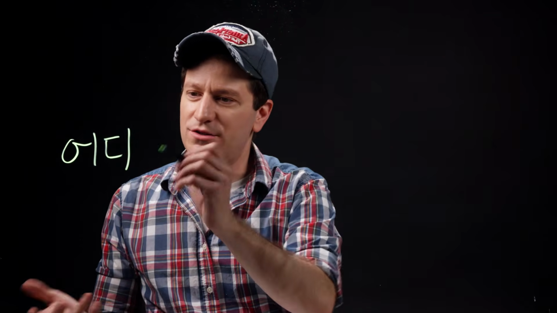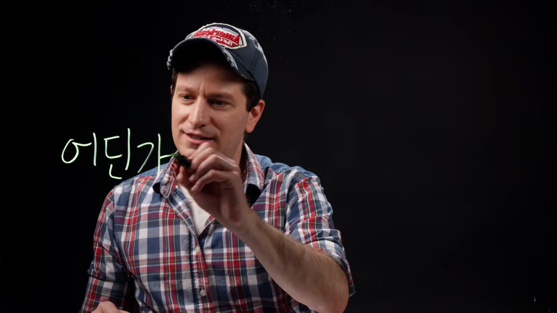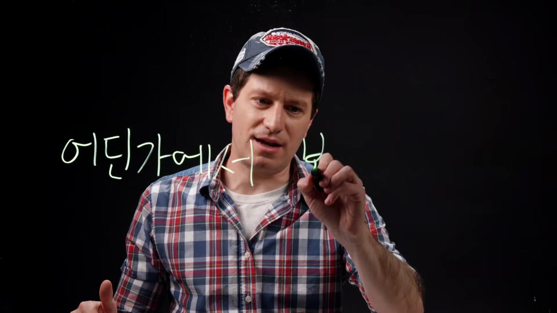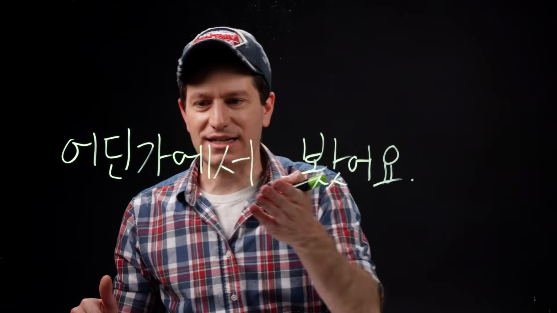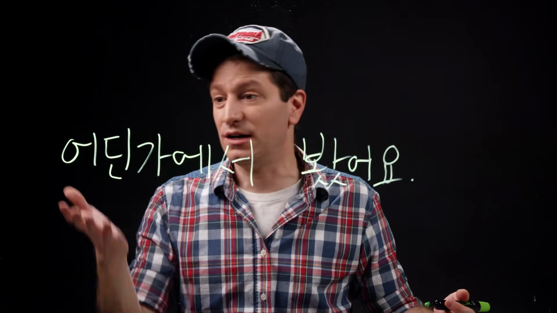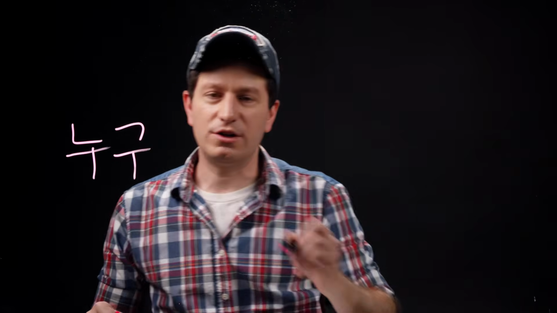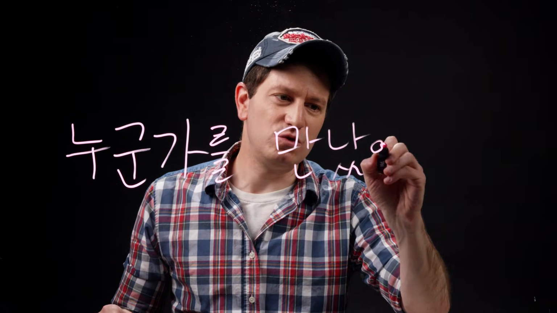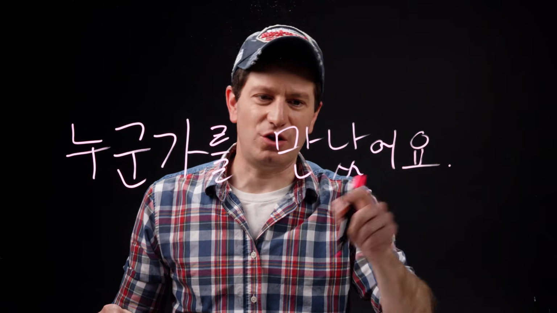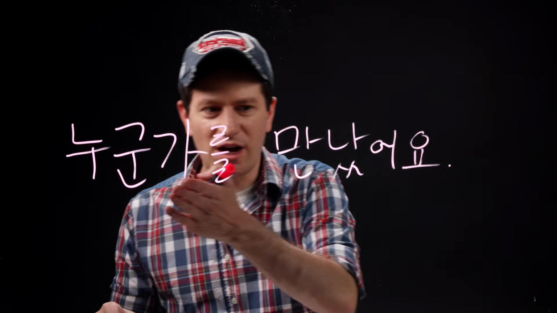어디 means where, so we can attach a ㄴ, 가. 어딘가 means somewhere. So we can say we saw it somewhere. 봤어요. So I saw it at somewhere. I saw it somewhere. 어딘가에서 봤어요. I saw it somewhere. We can do someone with the word who. So 누군가. Now we have someone.